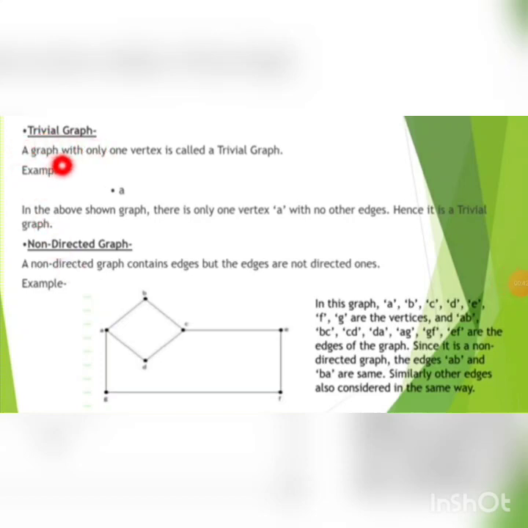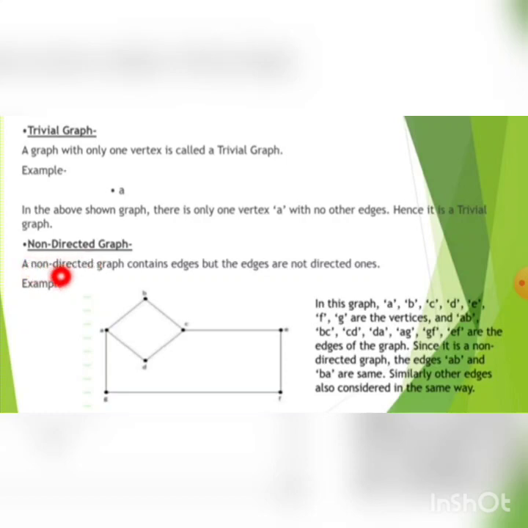Trivial graph. A graph with only one vertex is called a trivial graph. For example, in the above shown graph, there is only one vertex A with no other edge. Hence, it is a trivial graph.